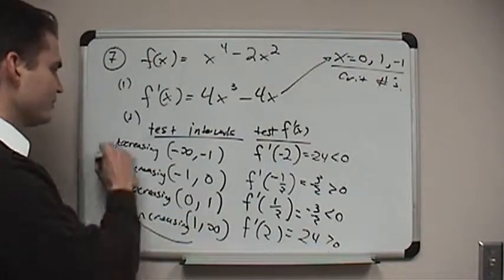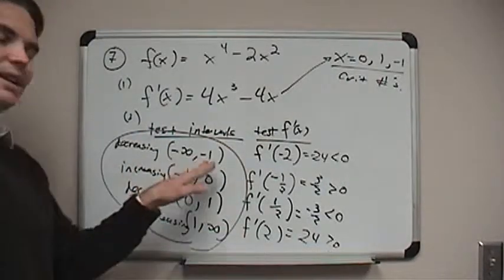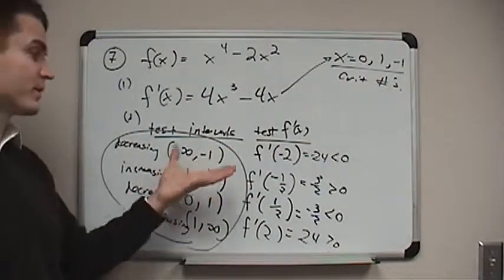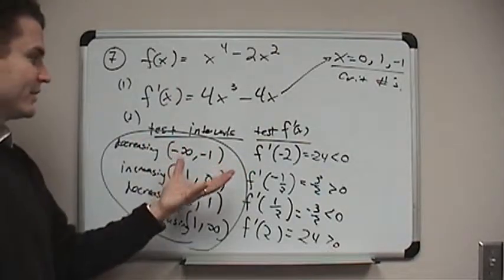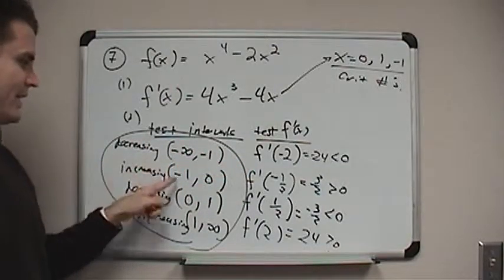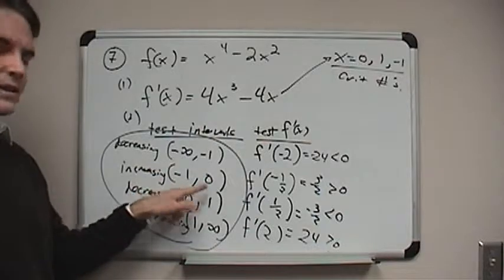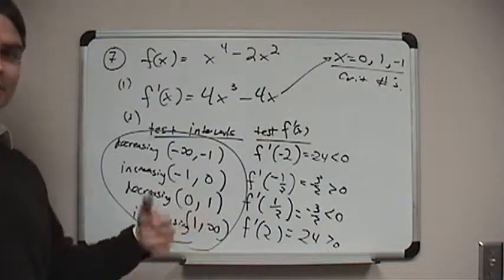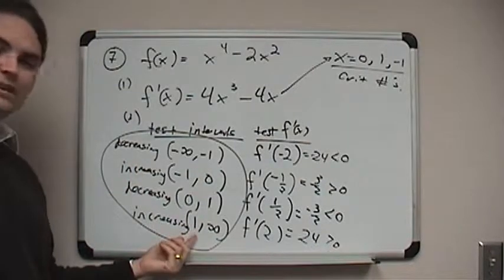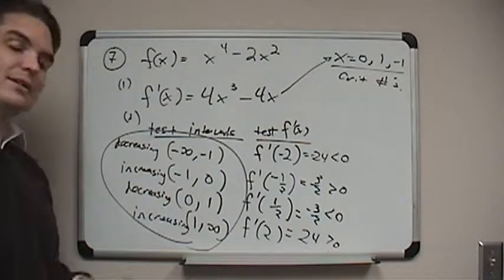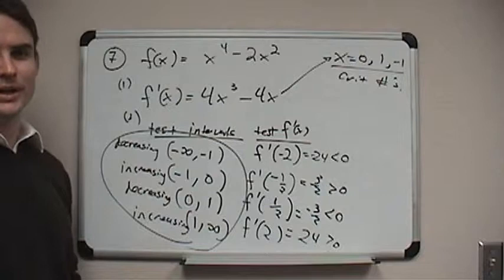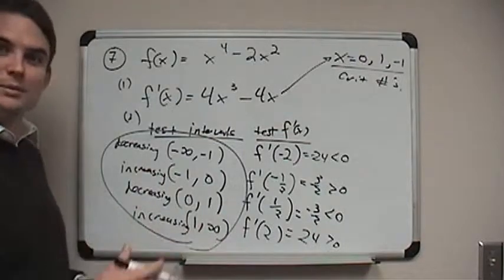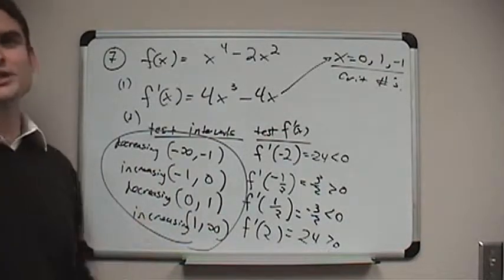Okay. So 4 intervals. Everything to the left of negative 1, the x-coordinates from negative infinity to negative 1, our function's decreasing. Then when x is between negative 1 and 0, the function's increasing. Okay. And then when x is between 0 and 1, it's decreasing again. And finally, past 1, it's increasing. If you look on the graph, you'll see that's exactly what happens. So we can figure out where it's going to be increasing and decreasing first, and then check that on the graph.